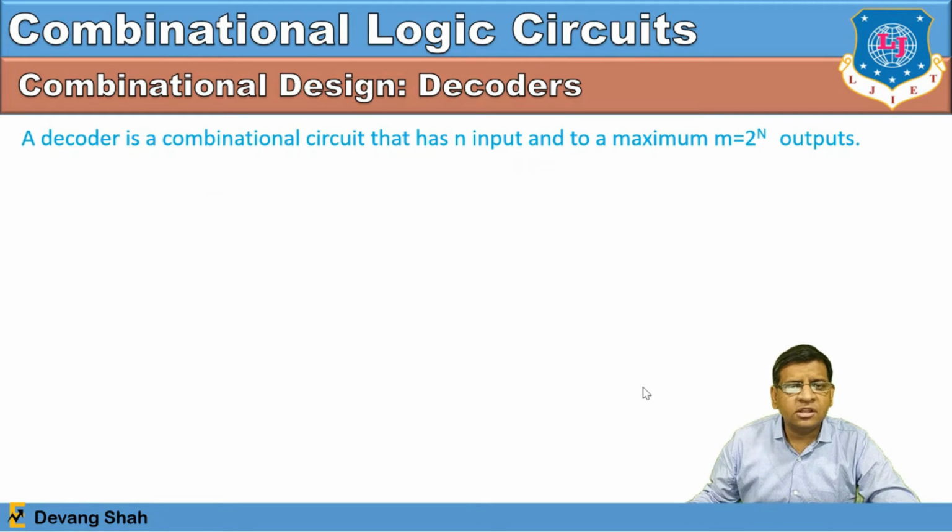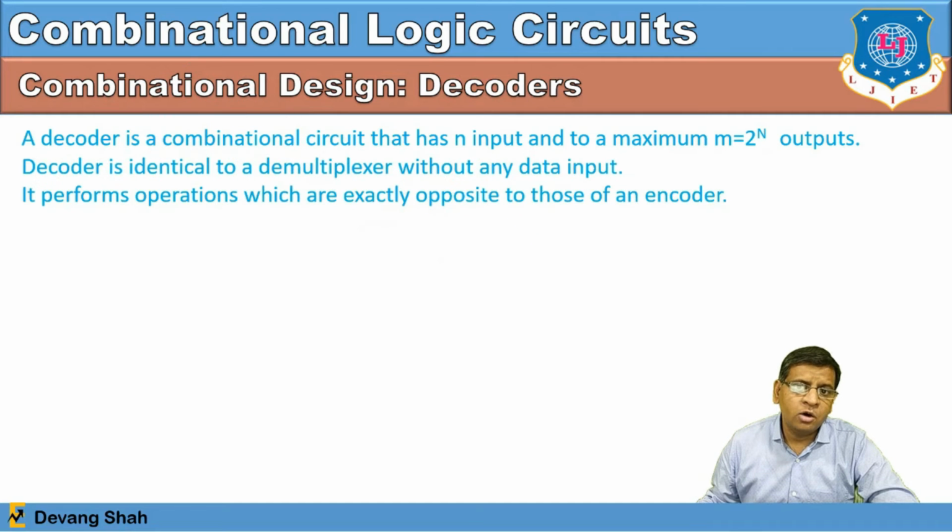This decoder is nothing but a combinational circuit that has n number of inputs and a maximum of m, that is equal to 2 raised to n, number of outputs. So now here, with n number of inputs, the outputs are 2 raised to n, right? So if you apply 3 inputs, the output becomes 8. If you apply 2 inputs, the output becomes 4. Naturally, we use this kind of decoder to decode some code, to decode the kind of information.